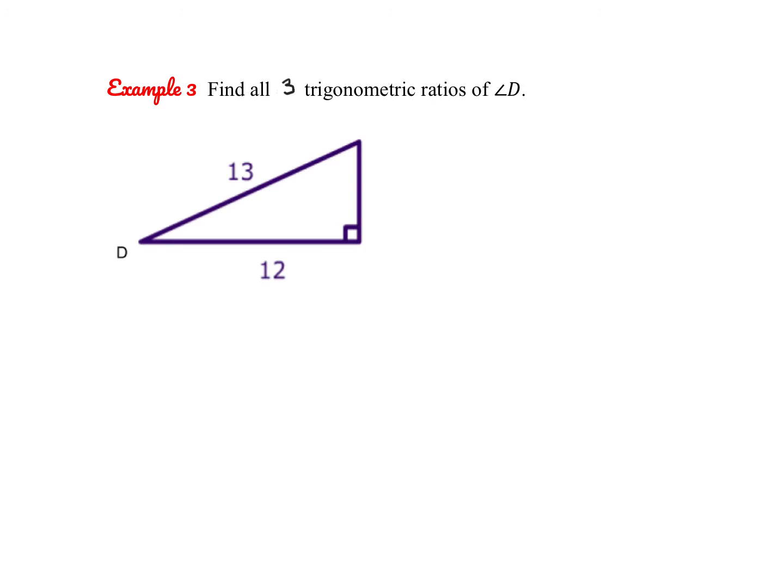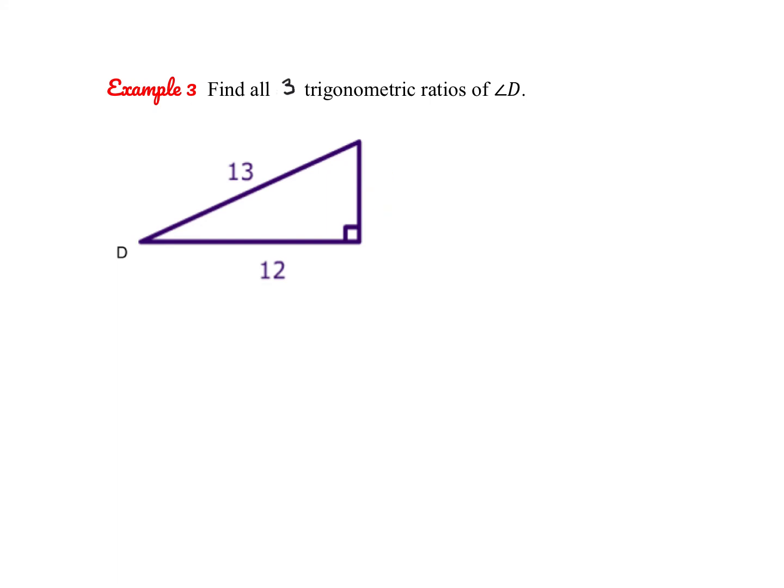Okay, we're going to try another one together. So here we are asked to find all three trigonometric ratios of angle D. So you might notice first that actually one of our side lengths is missing, which we will need to help us find sine and tangent. So before I do anything else, let's see if we can find the length of side D. And just so you know, when you're naming angles and sides, the angles are always named with capital letters, and then the side that's across from it or opposite it will be the same letter but lowercase. So this would be side D.